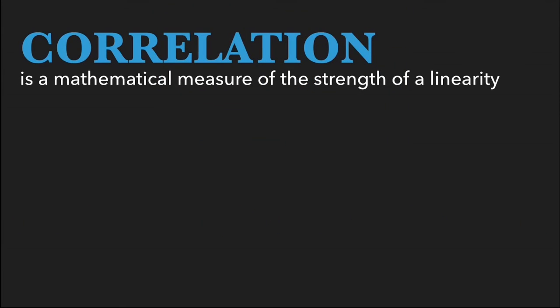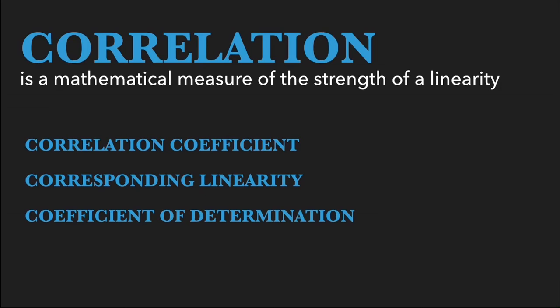In the last video, we introduced the scatter plot, which gives an intuitive visual indication of a possible relationship between two variables. However, it is difficult to assign a specific strength of a linear association using the graphical display. Therefore, there is the correlation, which is a mathematical measure of the strength of linearity. In this video, we will talk about the correlation coefficient, the corresponding linearity, and the coefficient of determination.